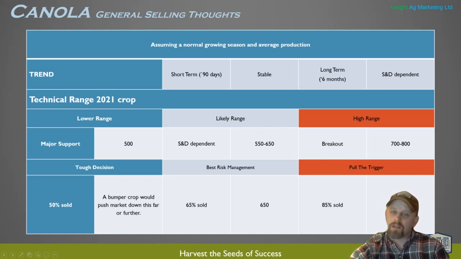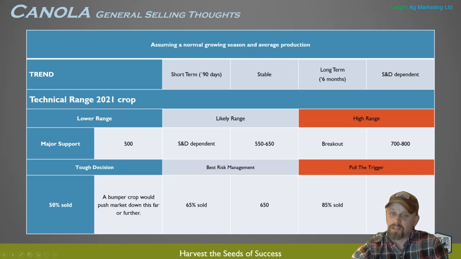The most likely range this year, and I've got a thing here that says S&D dependent, because that's so real, is between 550 and 650, of course on the futures, right? And this is all metric tons. And so that's getting close to that $12 to $14.50 to $14.60 per bushel, right? So that's something we want to consider.